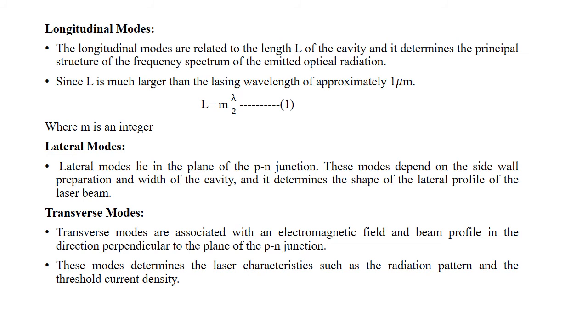Next one is lateral modes. The lateral modes lie in the plane of the p-n junction, and these modes depend on sidewall preparation and width of the cavity. They determine the shape of the lateral profile of a laser beam. The next one is transverse modes. The transverse modes are associated with the electromagnetic field and beam profile in the direction perpendicular to the plane of the p-n junction. These modes determine laser characteristics such as radiation pattern and threshold current density.